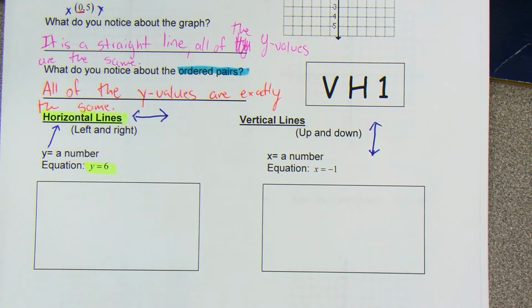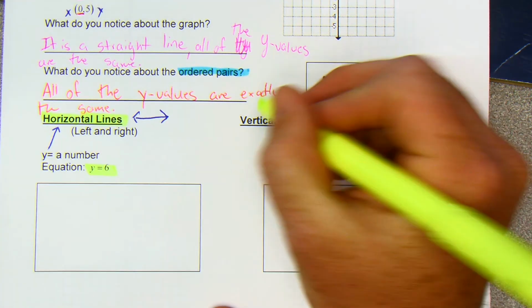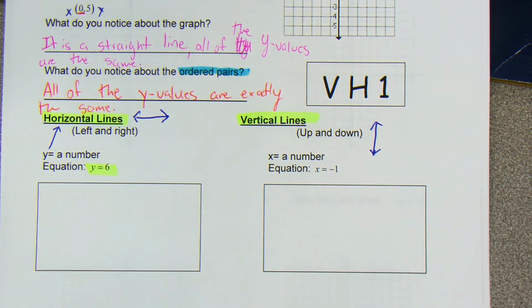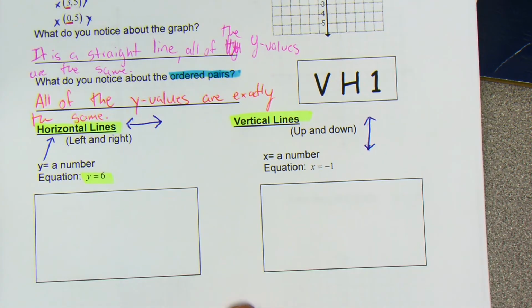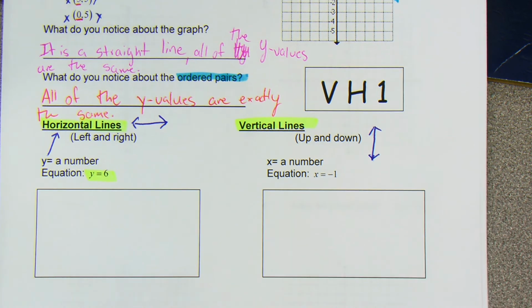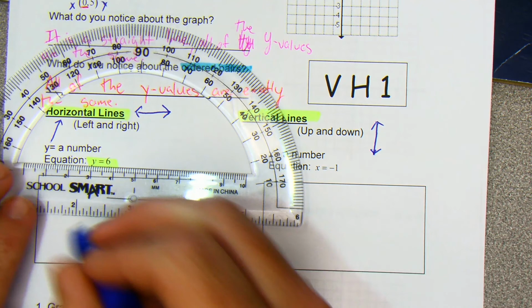They give us these two boxes underneath where it says horizontal and vertical lines, and we're going to do some examples in these boxes. Our first example is going to be y equals 6, and I'll show you why that's a horizontal line. I'm going to grab my protractor because I always like to make straight lines, and I'm going to draw a little mini graph on here.